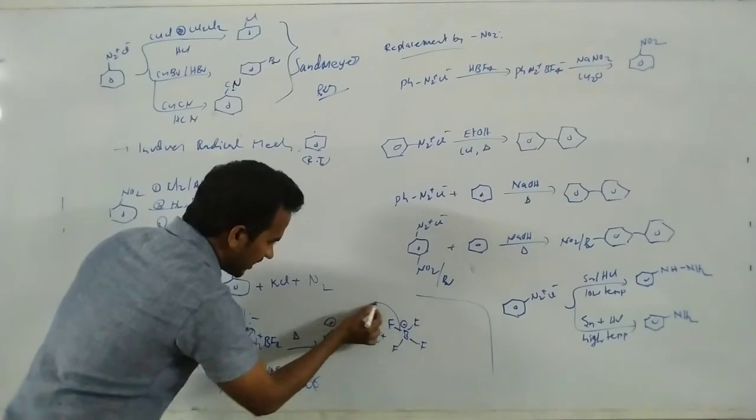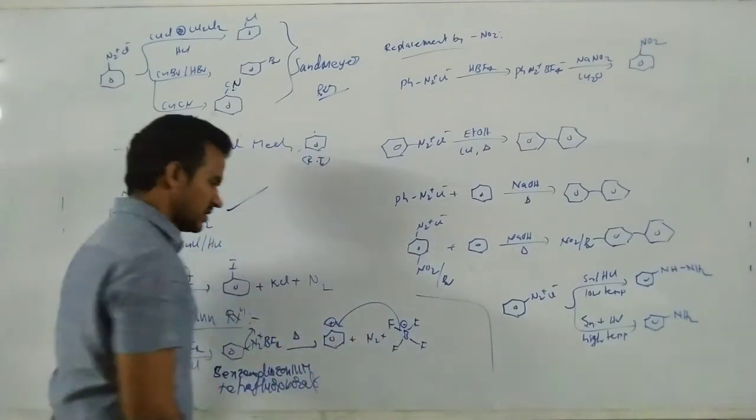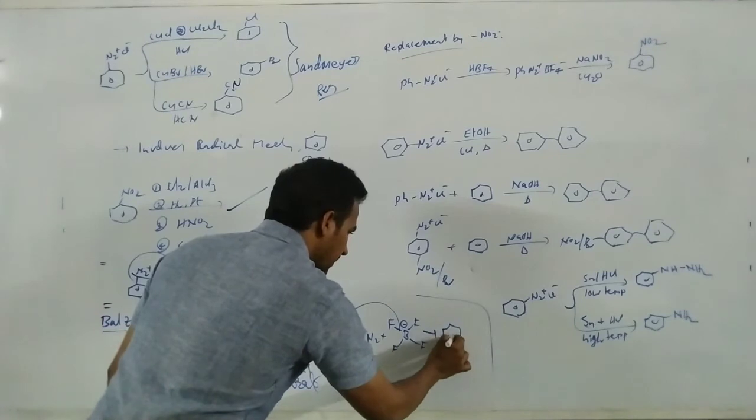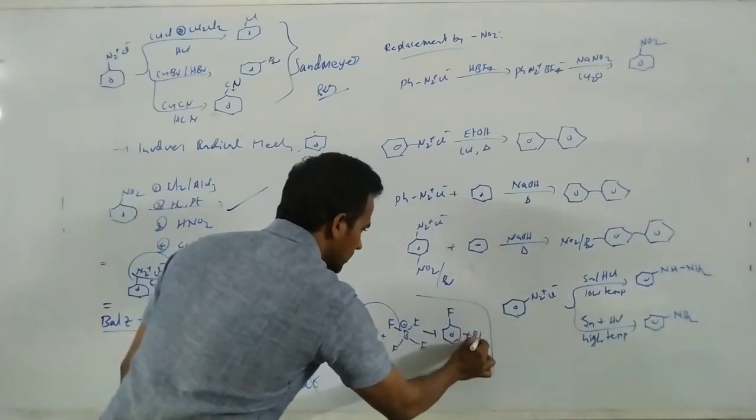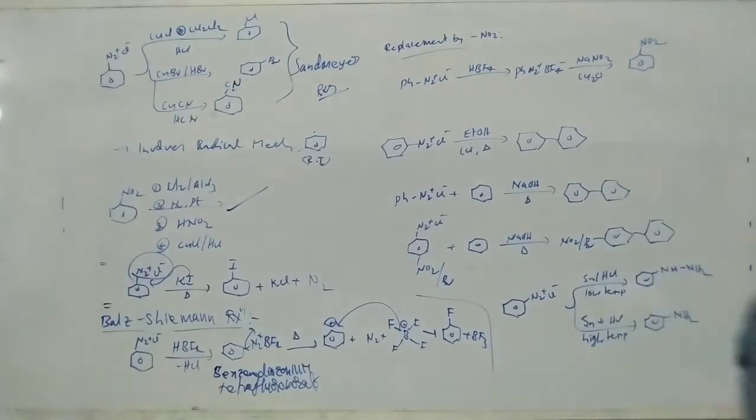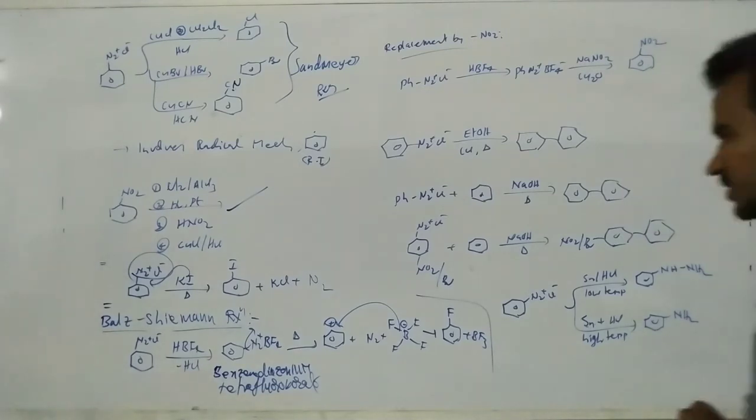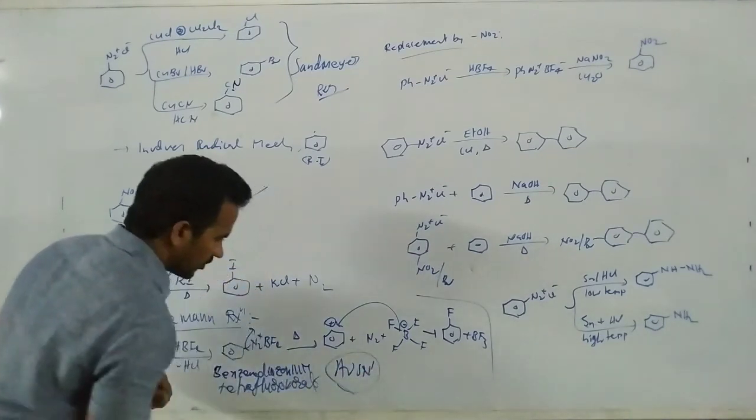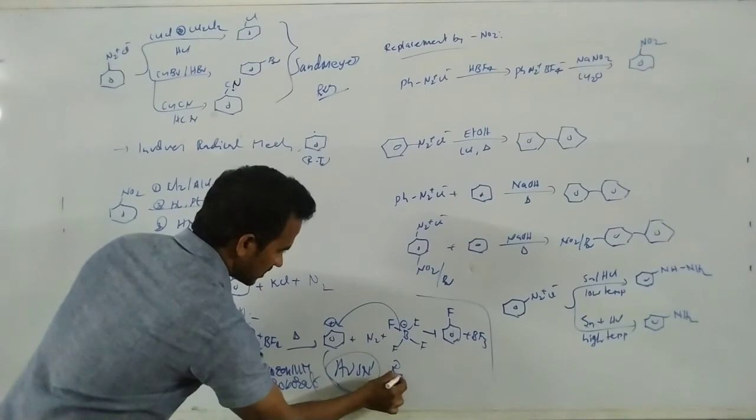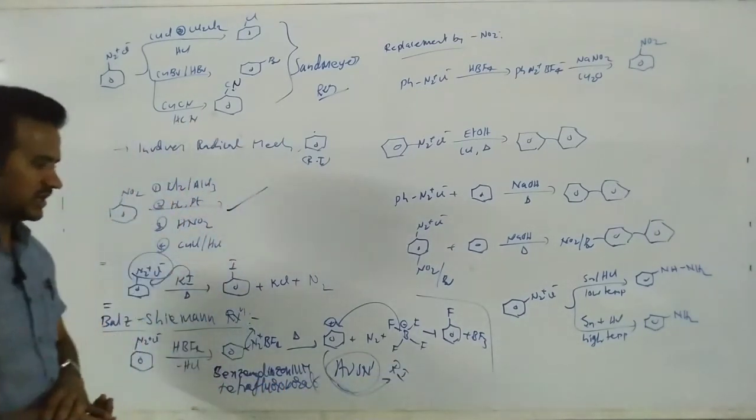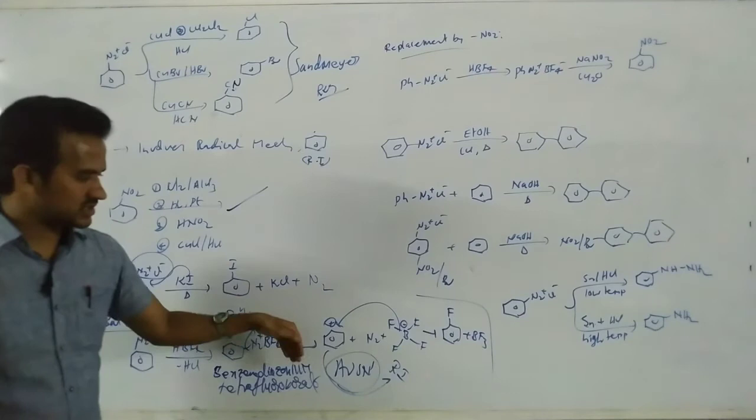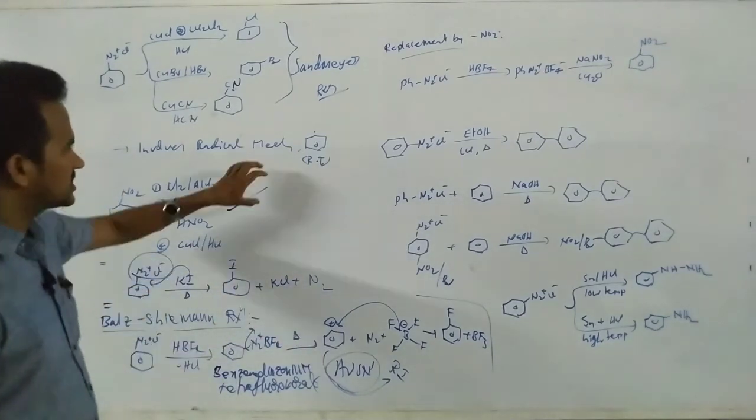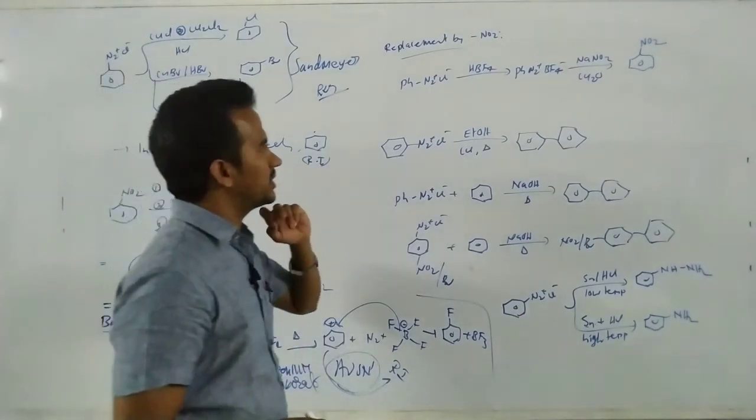From the BF4 minus, F minus attacks on this. Okay. That means we get BF3. That's it. So actually here, this one is the Ar-SN1 mechanism, and this is the reaction intermediate. That means in this case, phenyl carbocation is the reaction intermediate. In this case, radical is the mechanism.